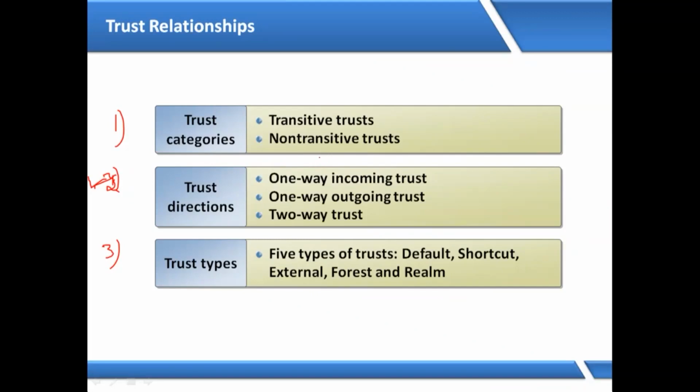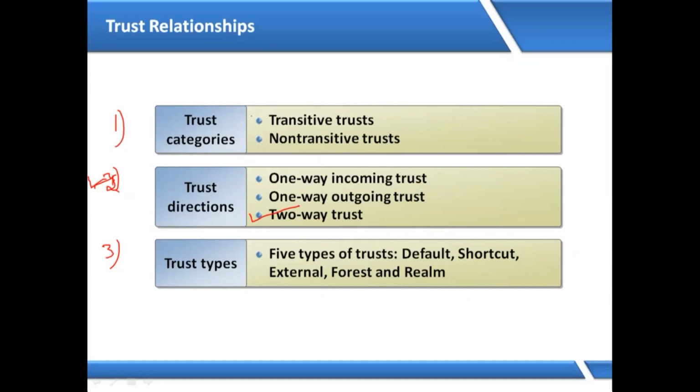So two way. When we create a trust between two different forests, as per the direction, we have to go for two way trust direction, so that we can access other services and others can access our service. So two way is the best.